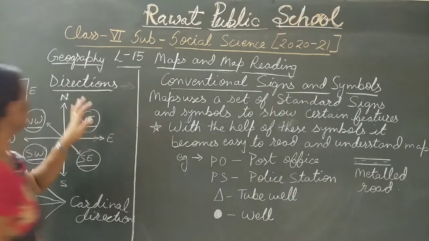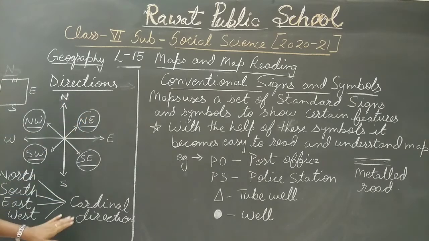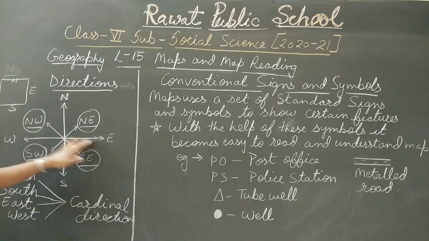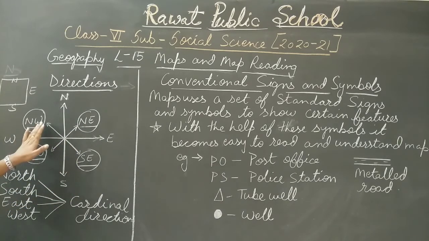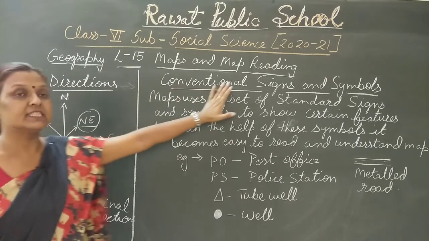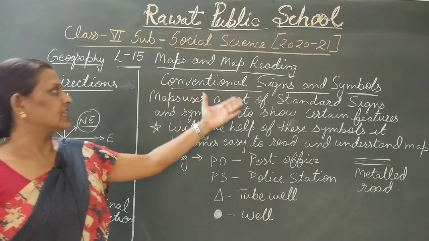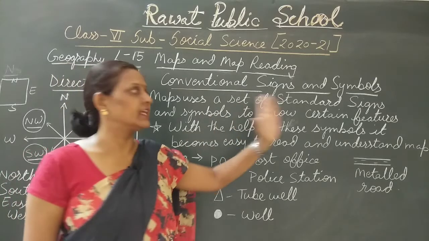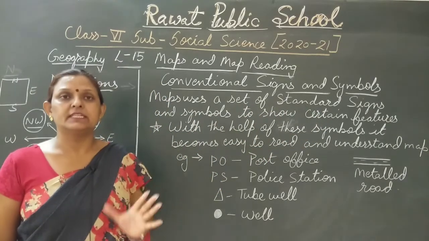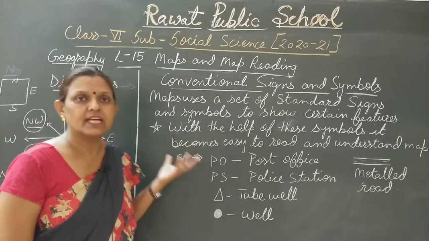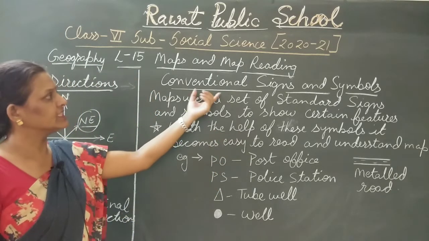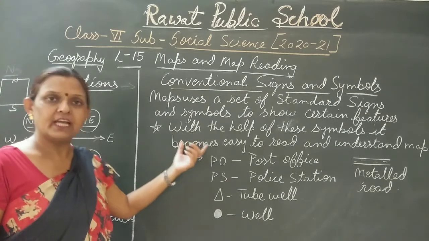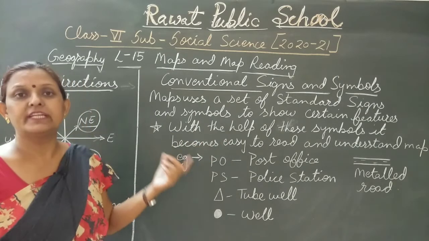Now again, directions: there are four major or cardinal directions, north, south, east and west, and four intermediate points or sub directions: northeast, southeast, southwest and northwest. Then there are conventional signs and symbols. What are these? A map uses a set of standard signs and symbols to show certain features, and these are internationally used. And why do we use them? Because with the help of these symbols, it becomes easy to read and understand maps.